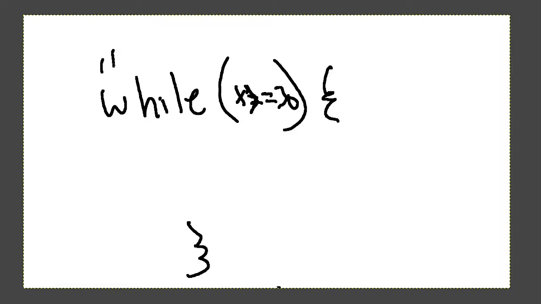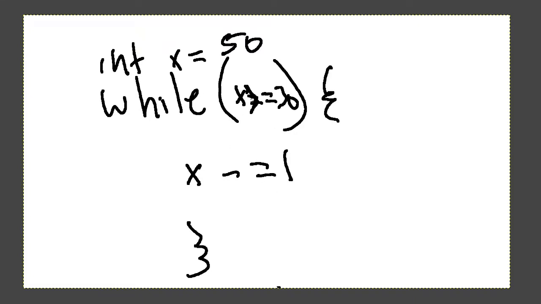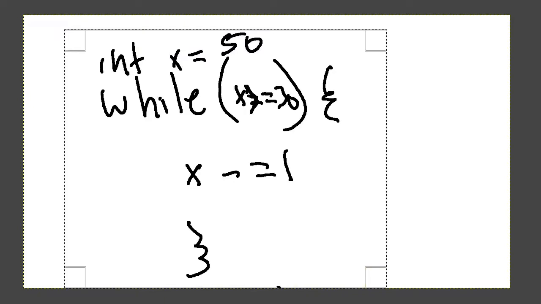So we can say int right here that x equals 50. And then down here, we can do x minus equals 1. So right here, it's going to repeat, and every single time x is going to be decreased by 1. So as long as it's greater or equal to 30, it's going to work. But as soon as it's 30 and then it minuses 1 and goes to 29, it's going to leave this while loop. So this is a loop, it's iterating through it, and that's the basic concept of it.